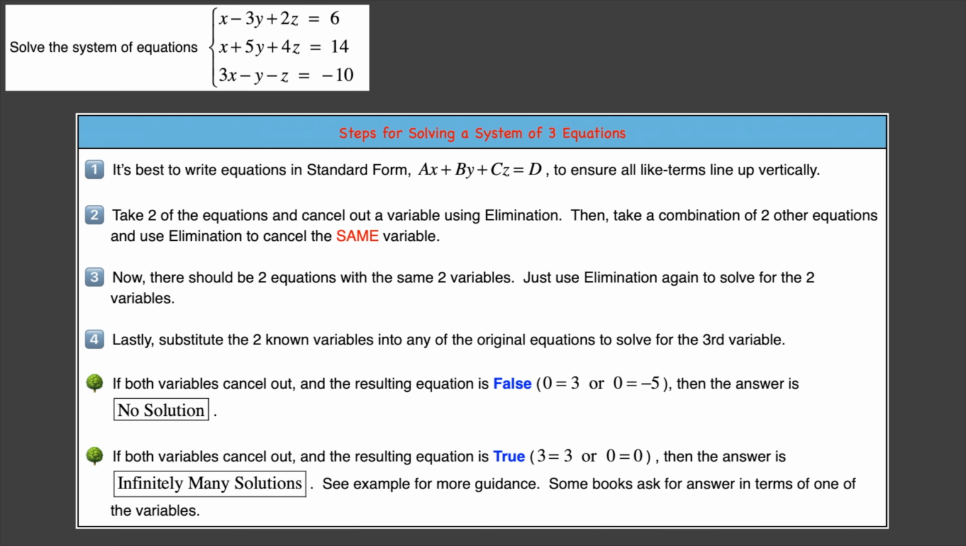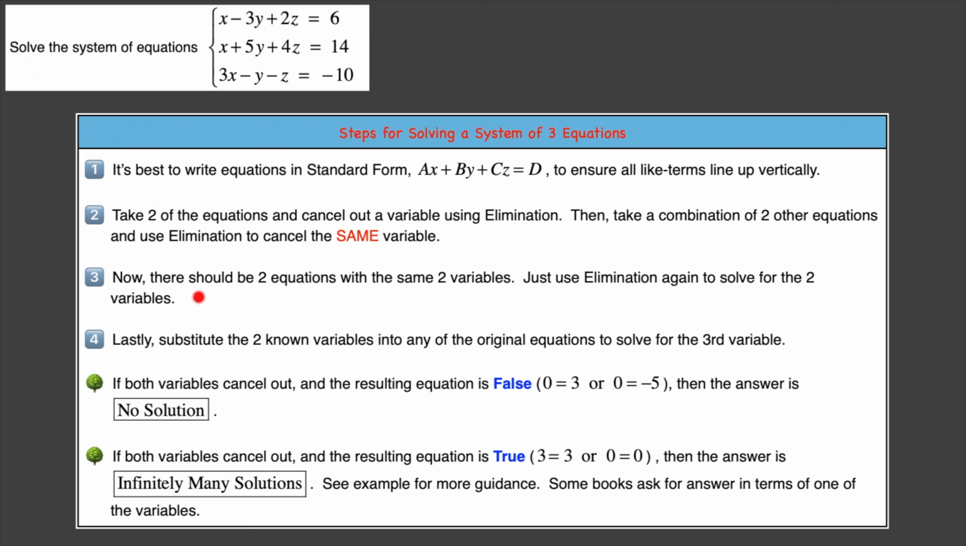So tip number one, it's best to write the equations in standard form, meaning ax plus by plus cz equals d, to ensure all like terms line up vertically. Step number two, take two of the equations and cancel out a variable using elimination. Then take a combination of two other equations and use elimination to cancel the same variable. So this might be the most important step right here.